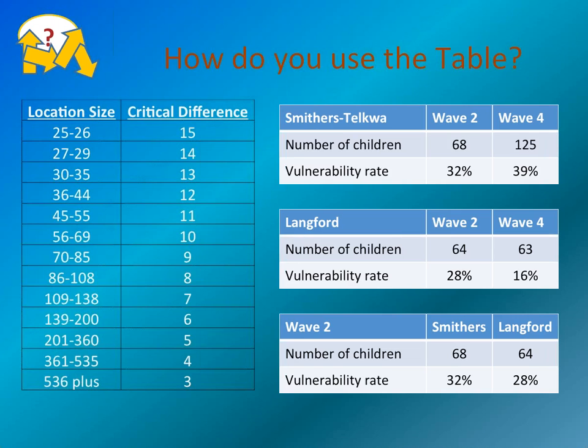And the last one just shows that you can actually use this for looking at one wave and comparing 2 different places. And here the difference was only 4%, whereas the critical difference would be 10. So here there was no difference between Langford and Smithers on wave 2.